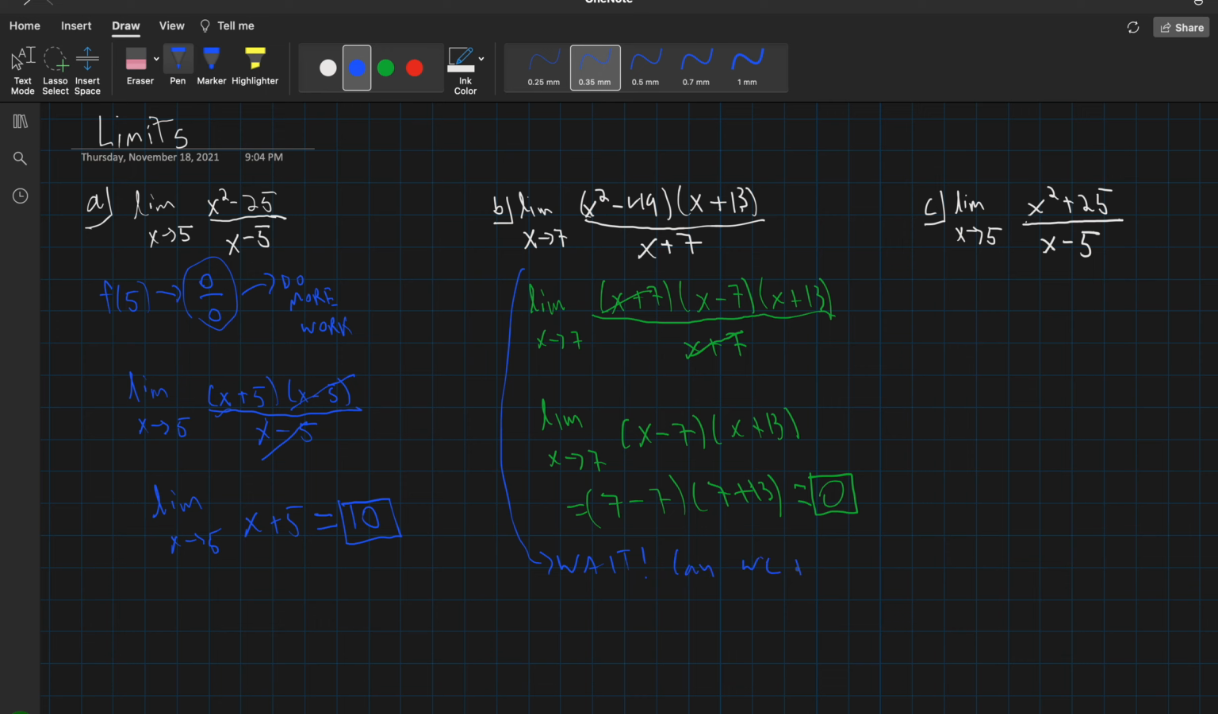Can we plug in directly? So now what if we do 7 squared minus 49 times 7 plus 13 all over 7 plus 7. So actually this is not an indeterminate form, and it's not even undefined because we don't have a 0 in the denominator. So evaluating this out, you're actually going to get a 0 in the numerator and a positive number in the denominator, meaning that this overall is going to be equal to 0.